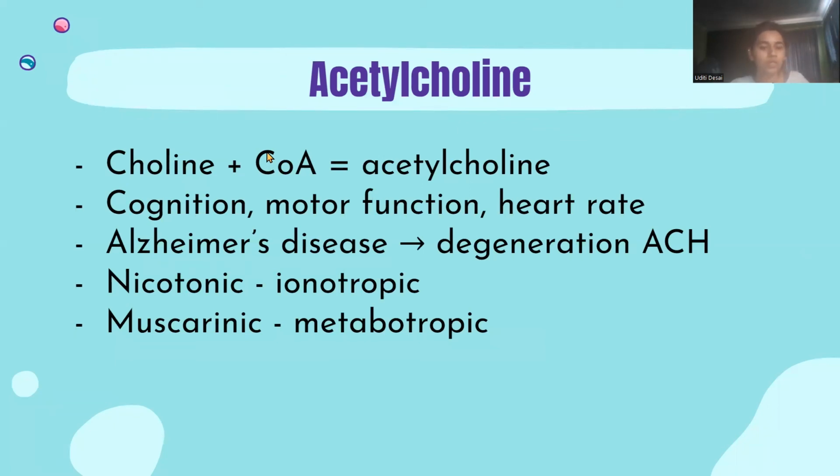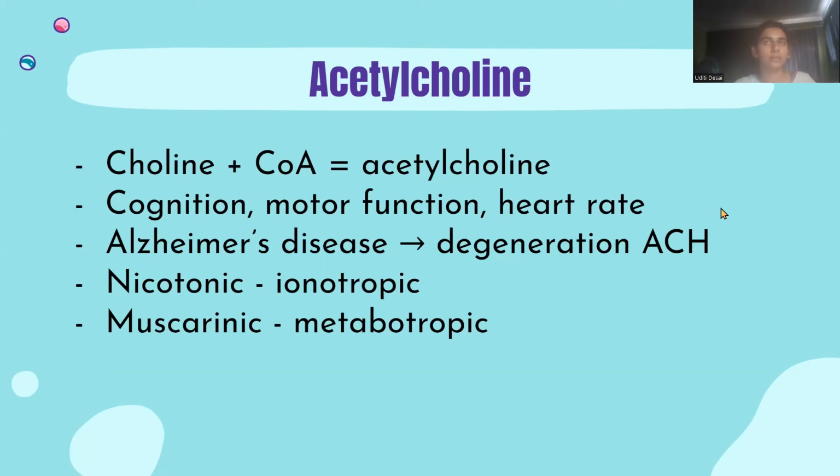Acetylcholine controls the heart rate and motor movement. It's distributed throughout the brain. It has diverse functions like cognition and motor functions. And one thing that was interesting was that Alzheimer's disease is caused by the degeneration of acetylcholine in the basal forebrain.